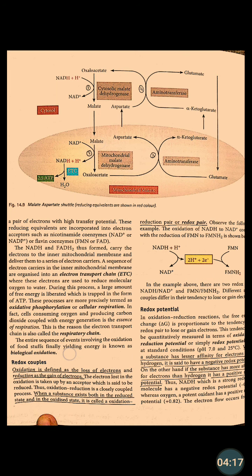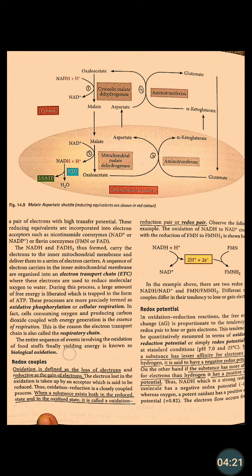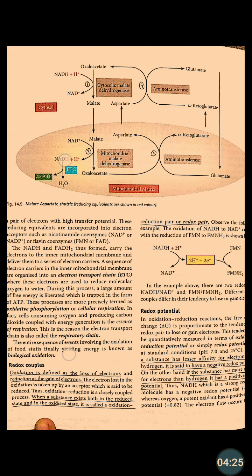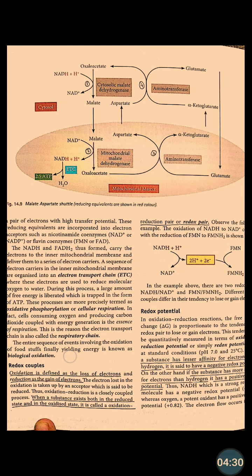While doing this, the malate donates the reducing equivalents back to NAD inside. So here in this shuttle, if you see, the NADH is converted back to NADH. So this later on will be taking part in the electron transport chain.